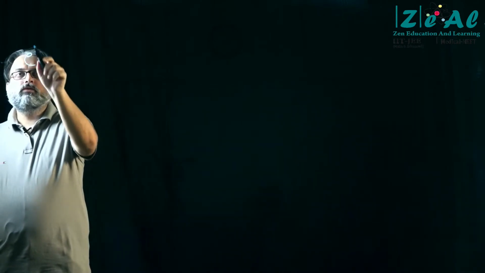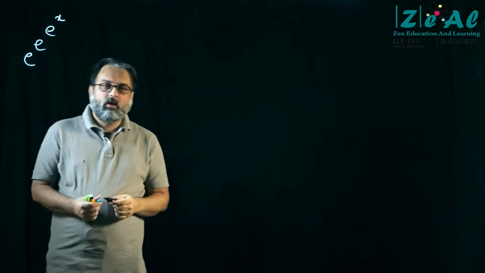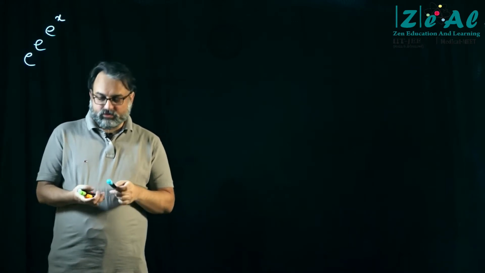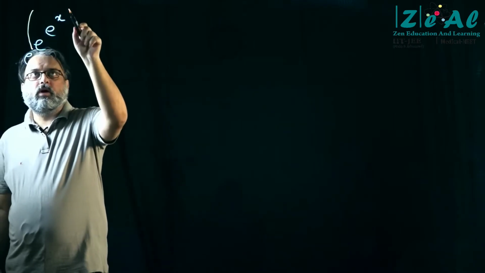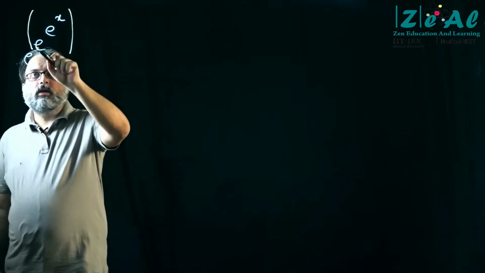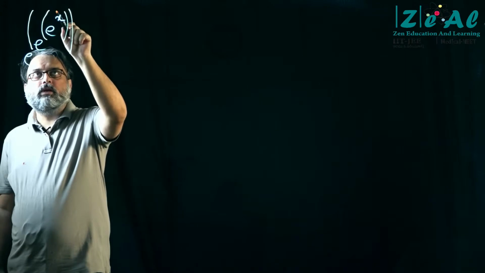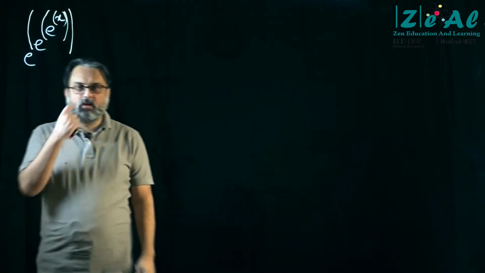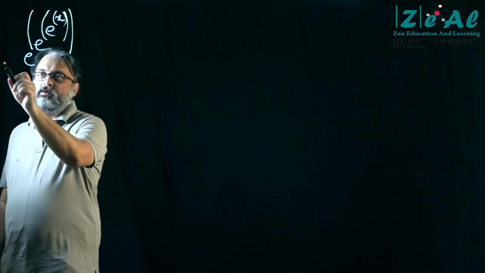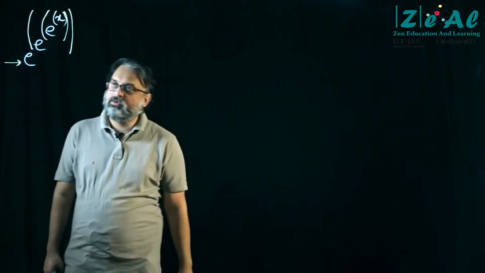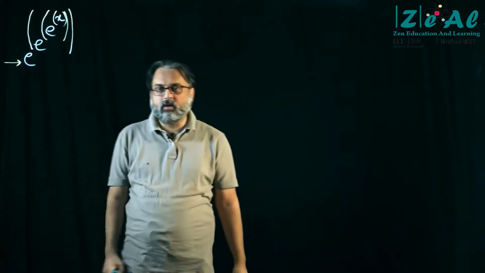So e raised to the power e raised to the power e raised to the power x, right? Let me just put in some brackets here. What does it mean? It means that we have e raised to the power this guy, and then this guy is e raised to the power x, and then finally you have an e raised to the power x. So if you come in from the left, what is the thing that you see? You see e raised to the power something, okay?